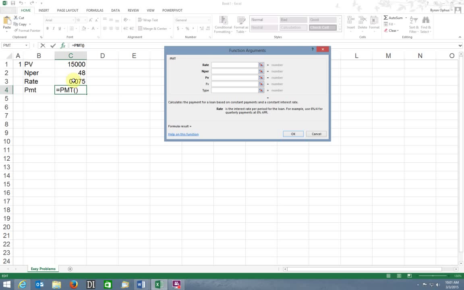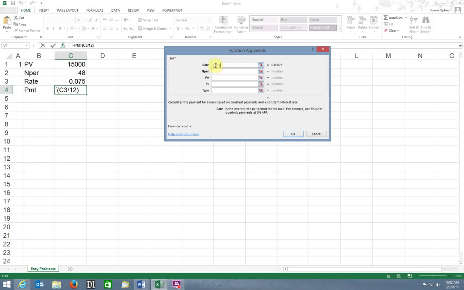My rate, well, it's 7.5%, but wait a minute. My rate is 7.5% per year. What's that going to be per month? It's not 7.5%. It's going to be 7.5% divided by 12. And so I can put that in just like this. I click on my rate at 7.5%, but I can just click my divided. I can put a little formula actually right up in here.